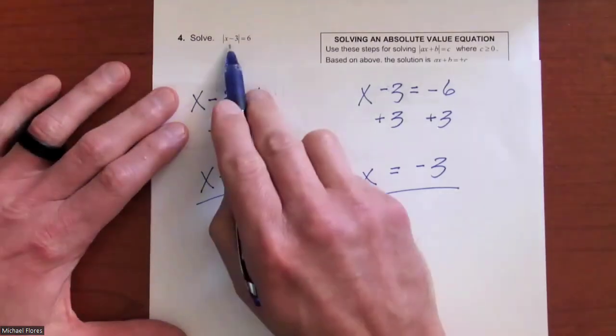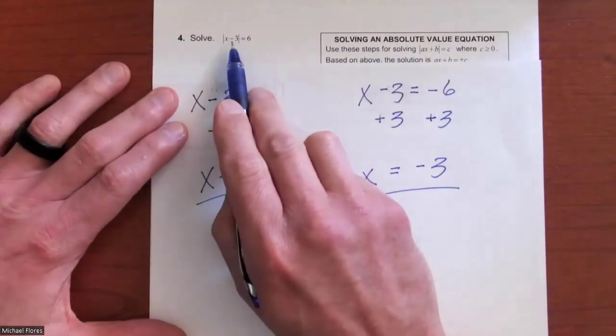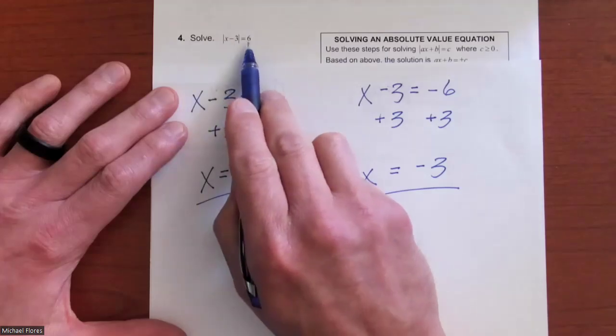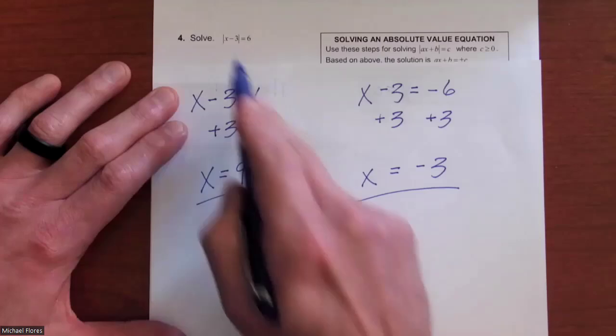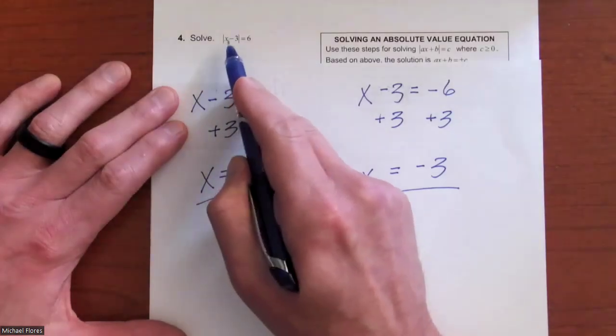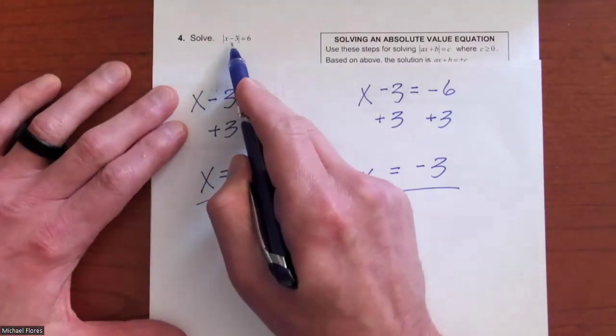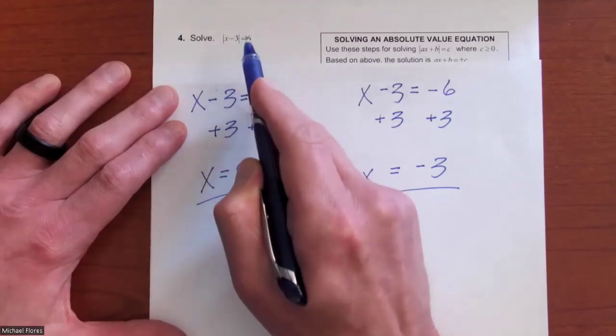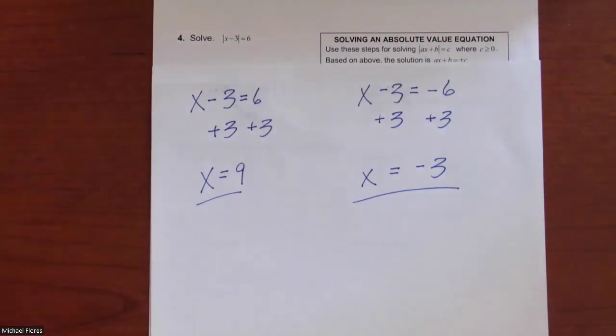If we plugged in 9 right here, 9 minus 3 is 6, and the absolute value of 6 is 6. If we took negative 3 and plugged it in here, negative 3 minus 3 is negative 6, and the absolute value of negative 6 is positive 6. Therefore, both of these are the solution.